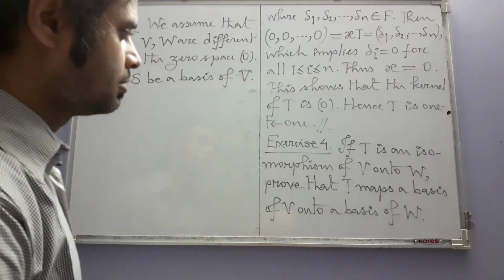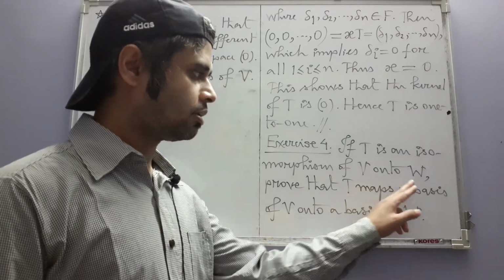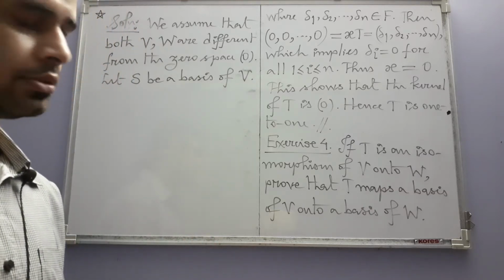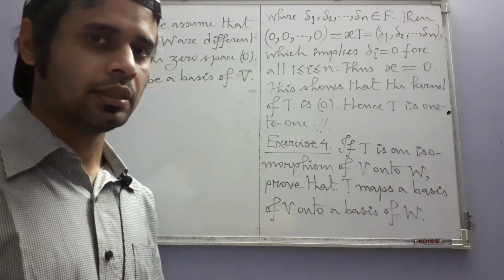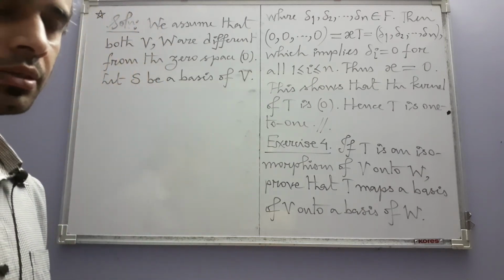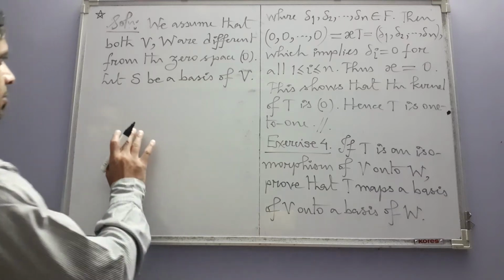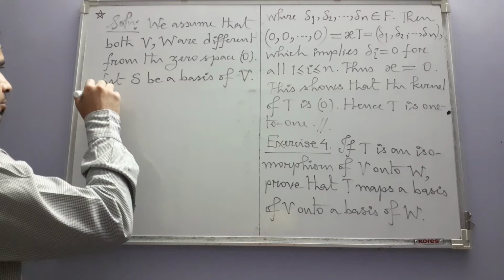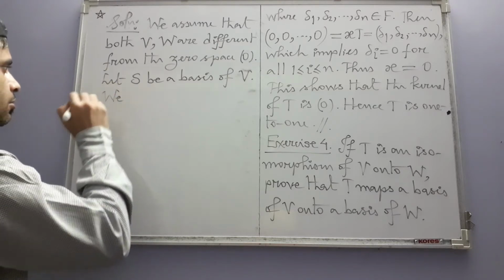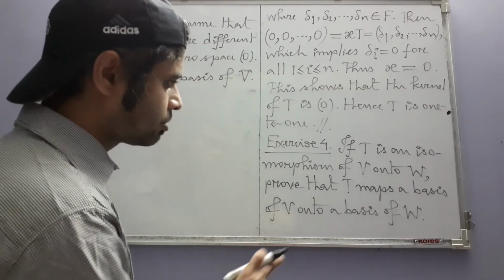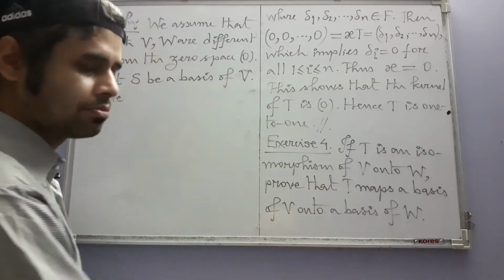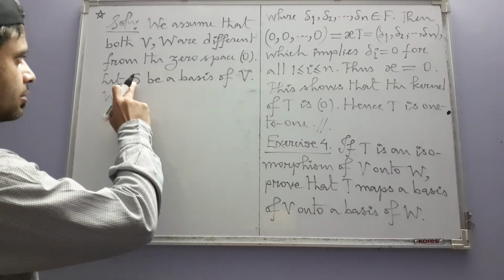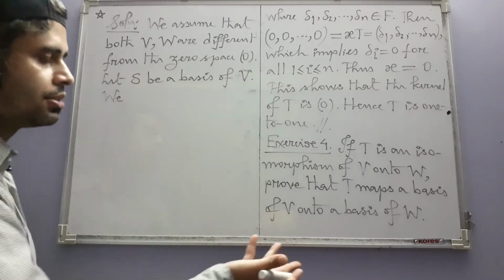Note one more thing, that there is no condition on the finite dimensionality or lack thereof of these spaces. They may not be finite dimensional, but S is some basis of V. So we are being asked to show that T maps the basis of V onto a basis of W. So that means we have to show that the image of S under T is a basis of W.